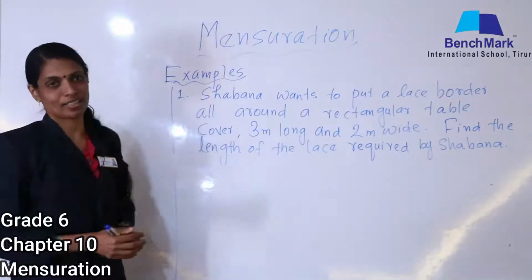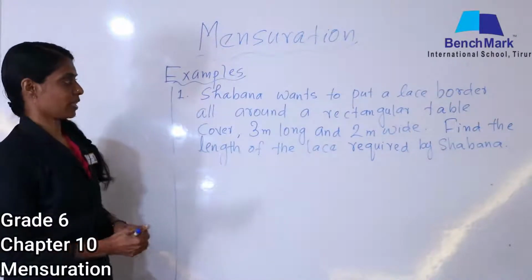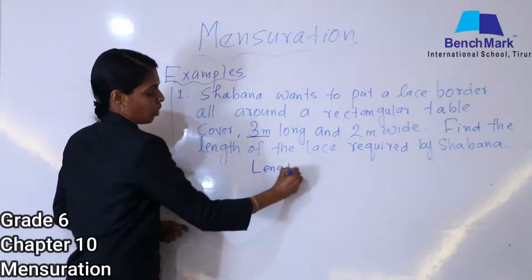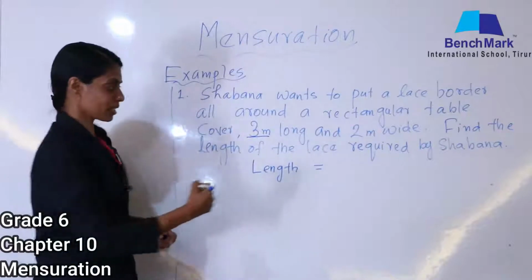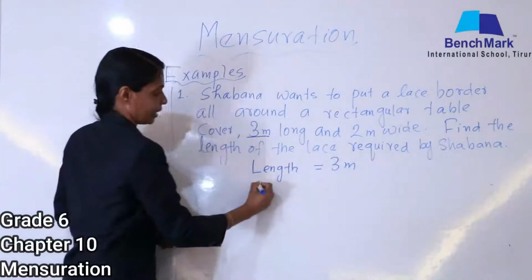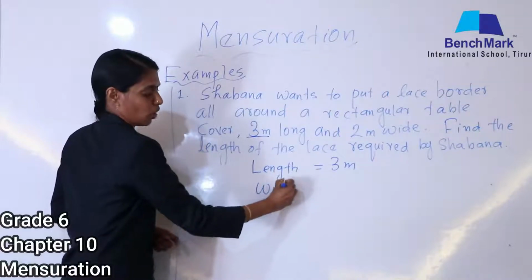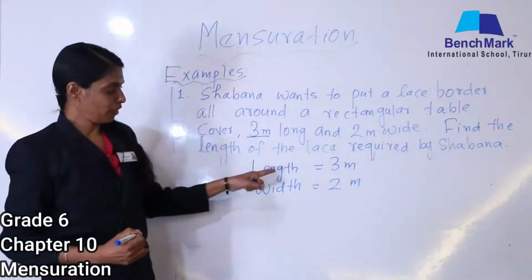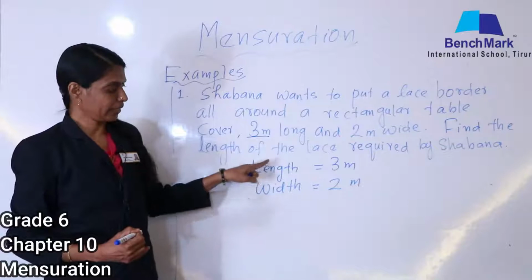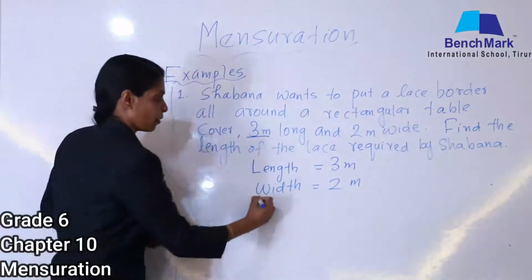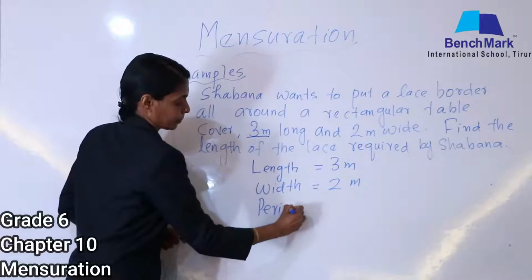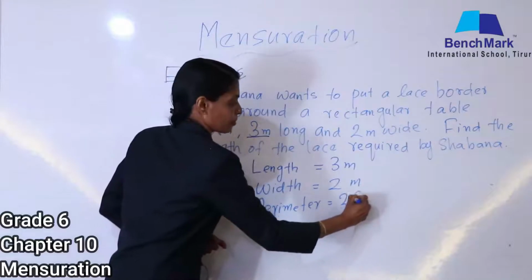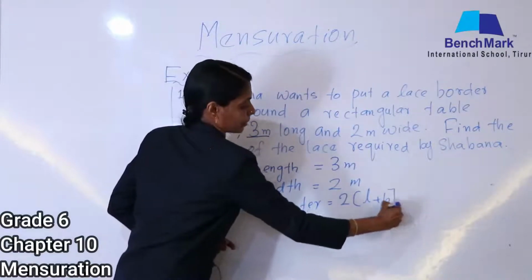So how do we start answering this question? After reading the question, we can say that it is given 3 meters long. So let's write the length of the table cover is 3 meters long, and then we have its width, or the breadth, it is 2 meters. If we know the length and breadth of a rectangle, we know how to find the perimeter. The perimeter is equal to 2 times (length plus breadth).